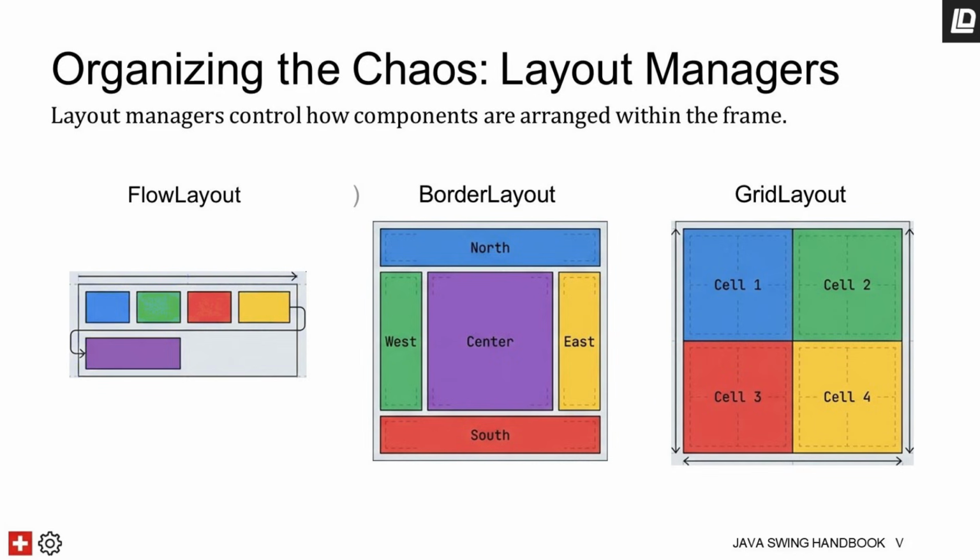Using setBounds works, but it's not very flexible. Java provides layout managers to arrange components automatically. Some examples: FlowLayout places components in a row, flowing to the next line. BorderLayout divides the window into north, south, east, west, and center. GridLayout arranges components in a grid of rows and columns.